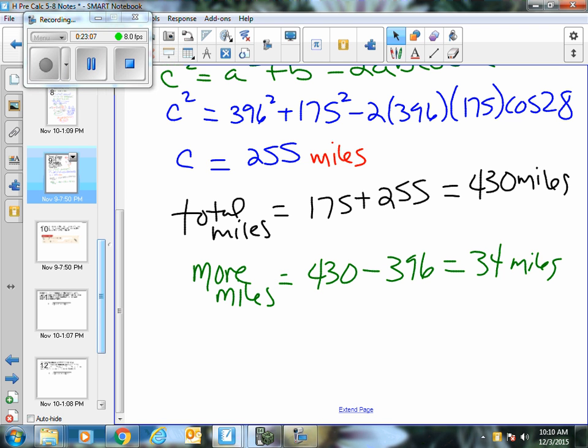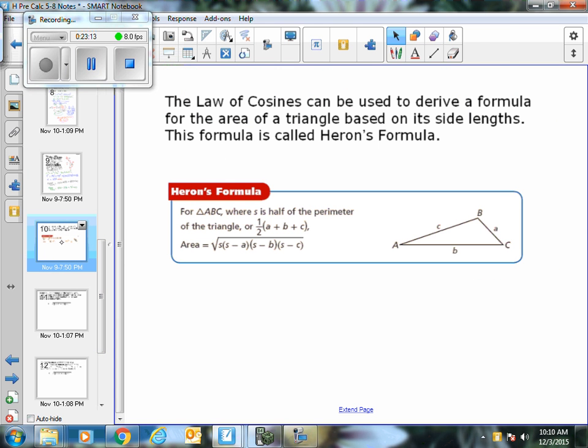It's always 1/2 base times height. Well, that works fabulous if you have the base and the height, but what if you know the three sides instead? So we have something called Heron's formula. In some textbooks, they call it Hero's formula.